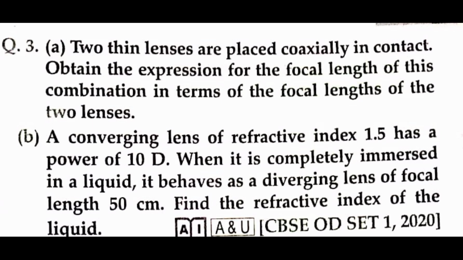So the second question is a converging lens, that means a convex lens, which has a refractive index of 1.5 and a power of 10 diopter. When it is completely immersed in a liquid, it behaves like a diverging lens, that means just like a concave lens, with a focal length of 50 centimeter. Now we have to find the refractive index of the liquid. So that is the second question, and we can answer it one by one.